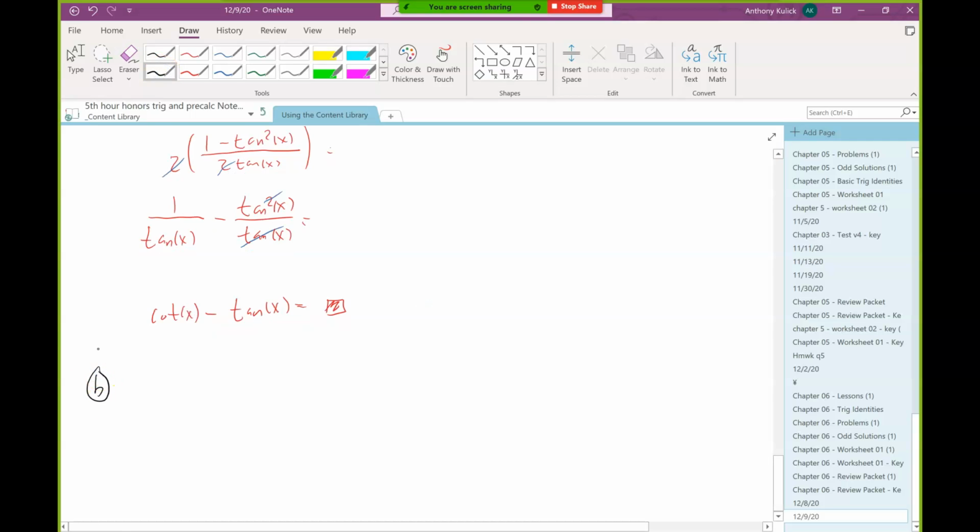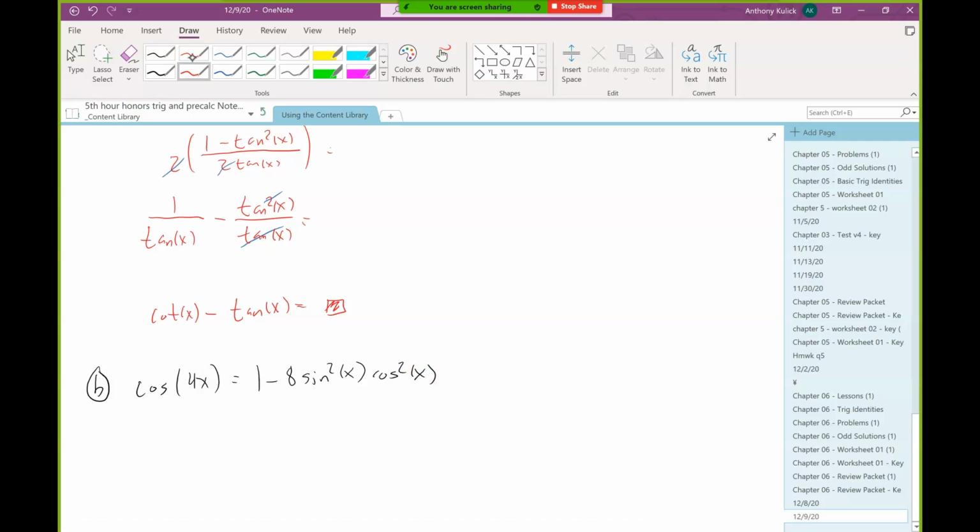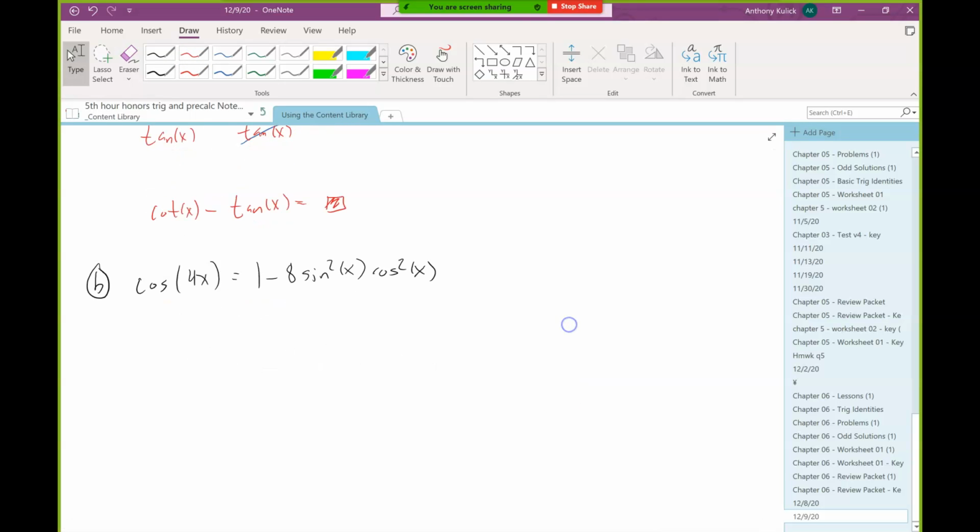Let's do another. And then after this, we'll do some solving examples.